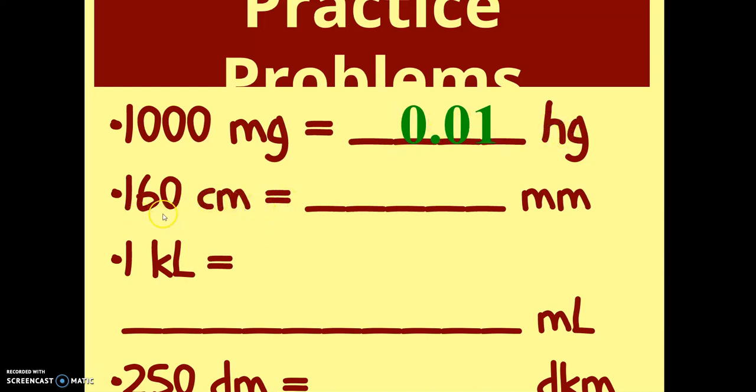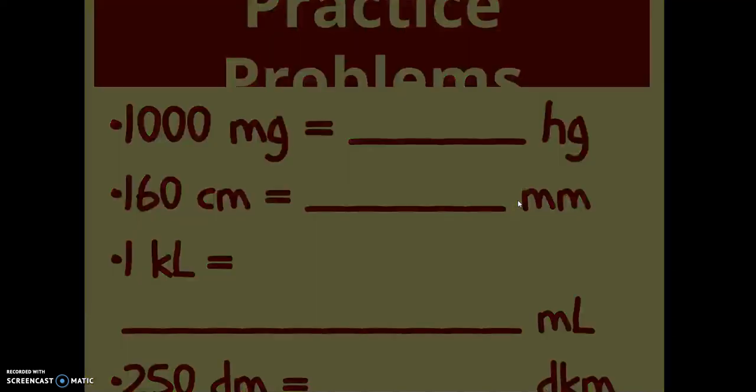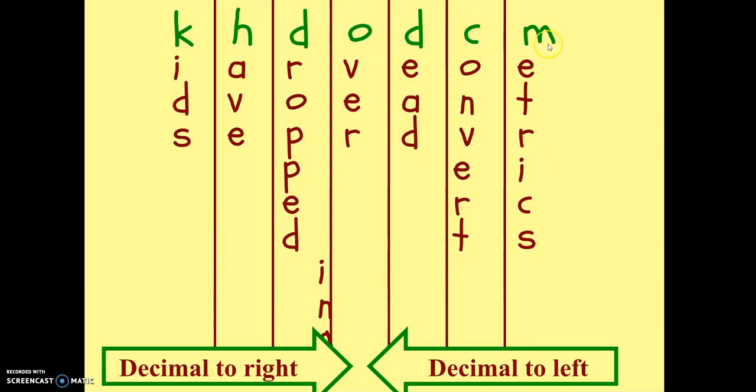If we want to convert 160 centimeters to millimeters, it's still the same amount because it's equal. We're just using different prefixes. We're measuring length because we have meters. So let's go back and look at our "kids have dropped over dead" converting metrics chart. Centi to milli, so we're going C to M. So we're going 1 to the right. We're getting bigger. The number's getting bigger because the units get smaller.